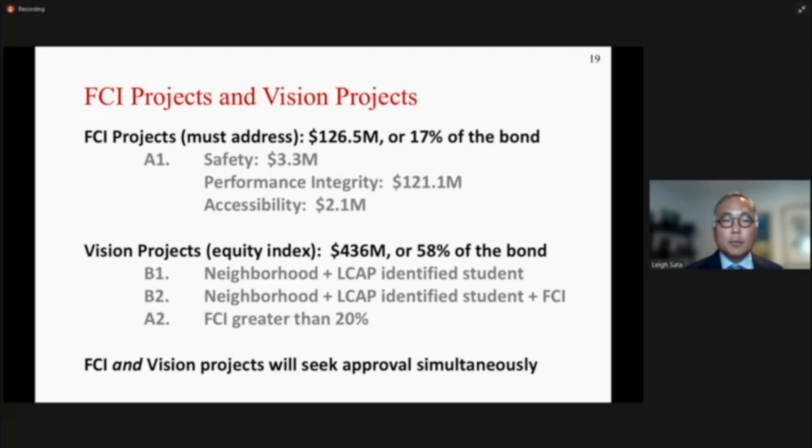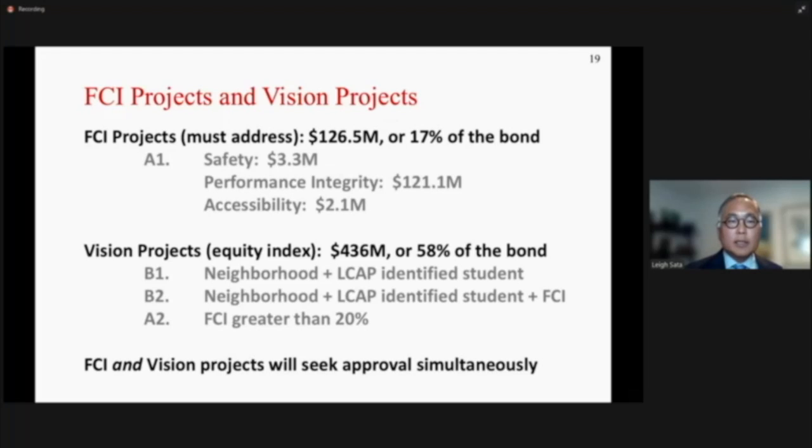So let's dig in just a little bit deeper. We just want to reemphasize, again, those final 2 categories. The FCI projects, which are the projects we must address, yield about $126 million, or 17% of the bond, as I just stated. And they address, if you look at the facility condition school by school, we have the reports, the top 3 categories for each school in aggregate: health and safety, the second item is performance integrity, and the third one is accessibility. And those 3 numbers are from the assessment work that was done by DLR and DLR's consultants.